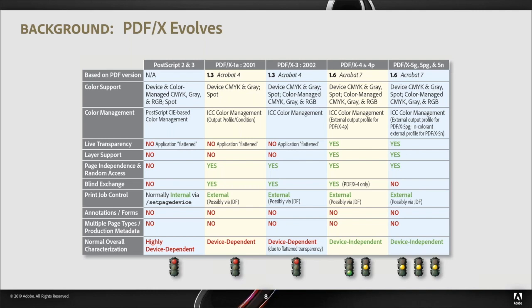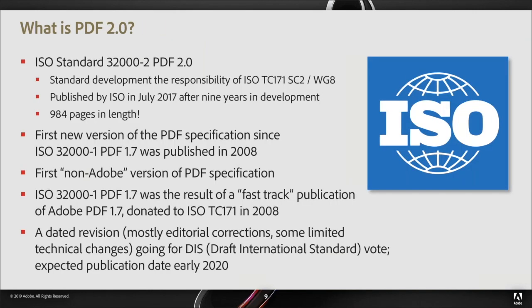If you were to characterize it, you would say that it was much more device independent than any of the previous versions of PDF/X or PostScript ever were. And this is, with some exceptions, what we recommend today for modern workflows. Okay, well, what is PDF 2.0? Well, PDF 2.0 is an ISO standard, 32000-2. It's a standard developed by ISO TC 171.